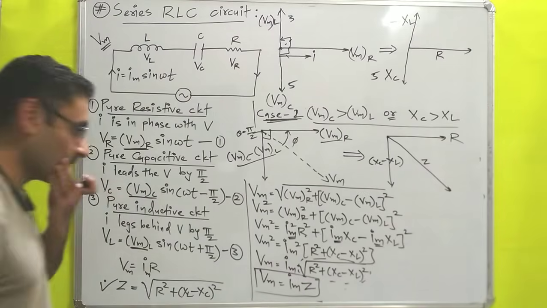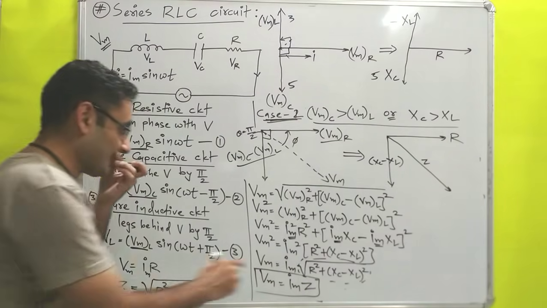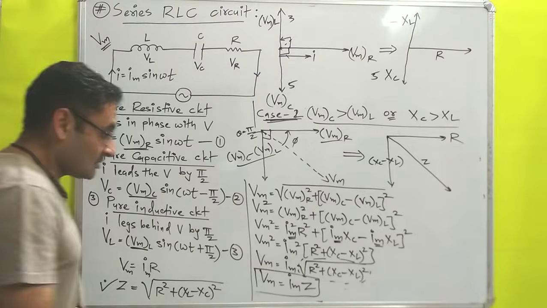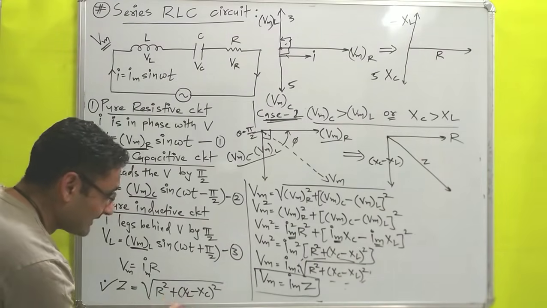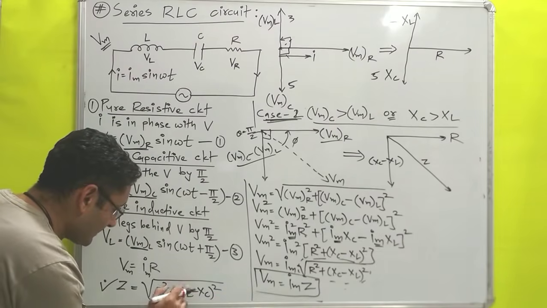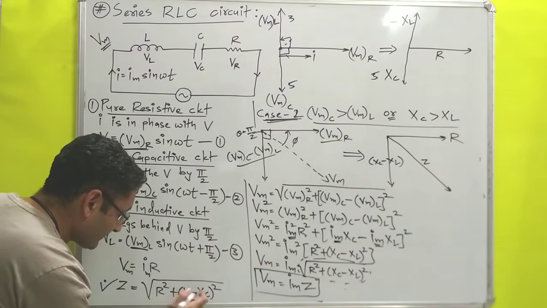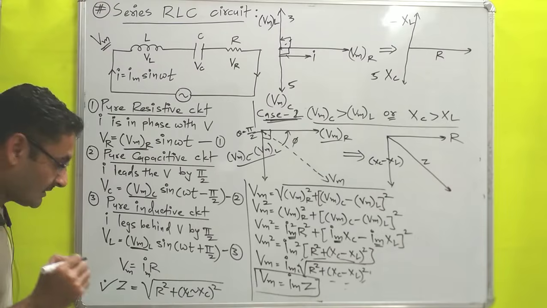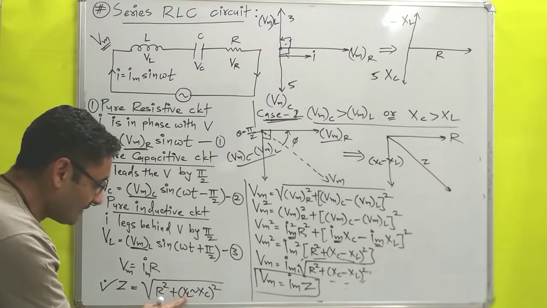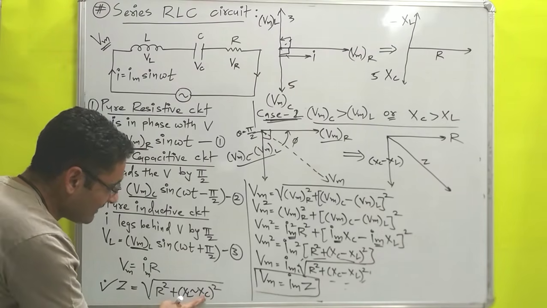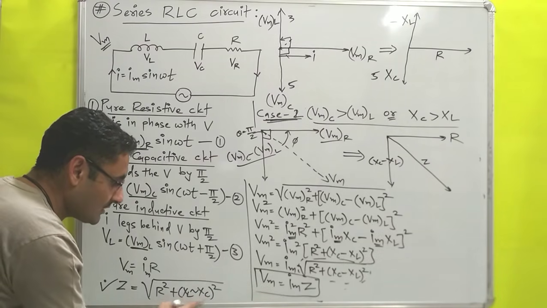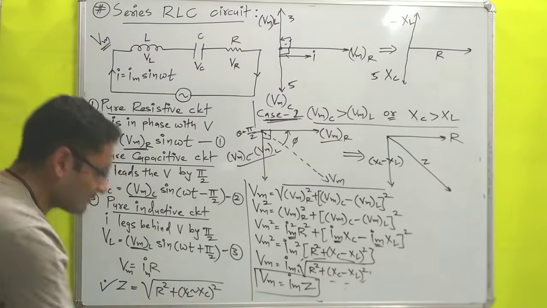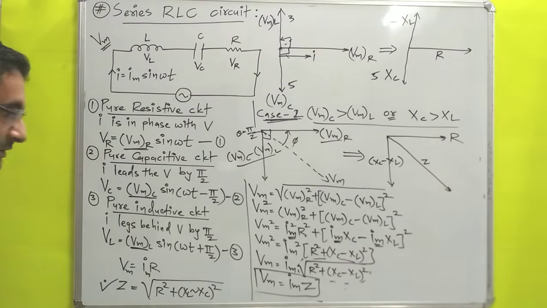You have to remember this value when XC is greater than XL. The impedance value we can write like this, with the difference. If XL is greater than XC, then XL minus XC. If XC is greater than XL, then the difference you have to take is XC minus XL. You can also draw this type of difference symbol.